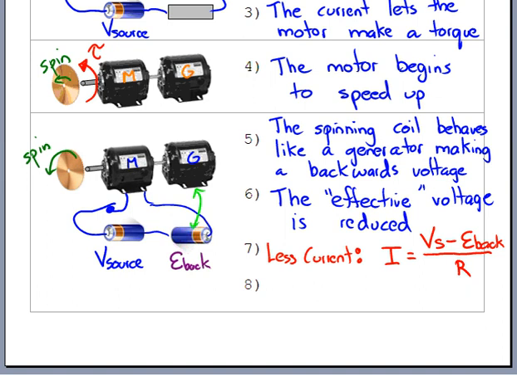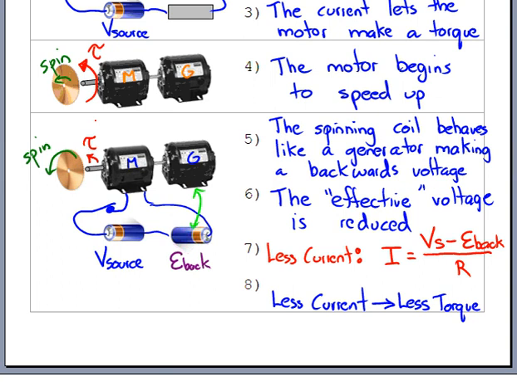Well, if you have less current, remember how motors work. You have to have current flowing in them. So if there's less current, then there's actually less torque. That's why motors don't speed up to some infinite speed. Eventually, they get going so fast that the back voltage gets close to the source voltage, and there's just enough current to create just enough torque. So there will be a little bit of torque left, right? Not much, but just enough to overcome friction.